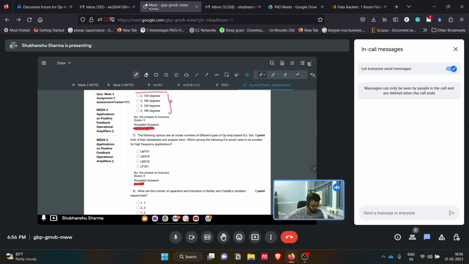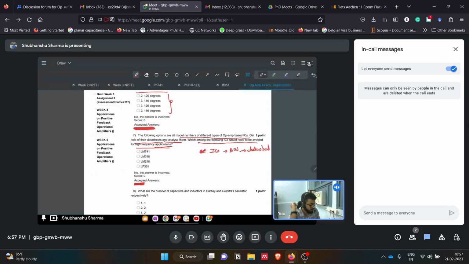The seventh question says the following options are all model numbers of different types of op-amp based ICs. Get hold of the data sheets. They are asking us to check the data sheet and analyze them. Which among the following ICs would need to be avoided for high frequency applications? That means the op-amps, or ICs, having less bandwidth. We have to see the bandwidth of them in the data sheet.